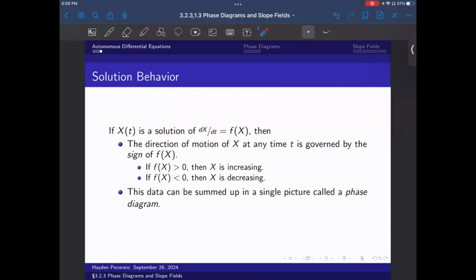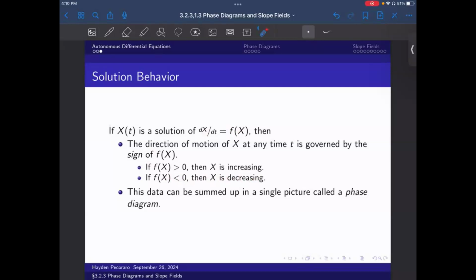If this guy is a solution, then the direction of motion for the solution, you think of it as a point moving along in time. The direction of motion at any time is governed by the sign of that derivative, right? The sign of f of x. If the derivative is positive, then the function is increasing in time. If the derivative of x is negative, then the function is decreasing.